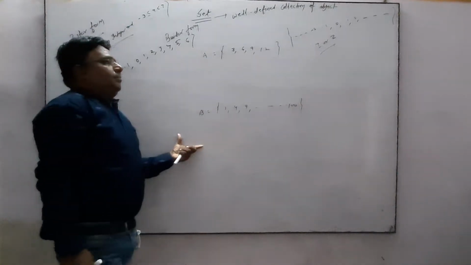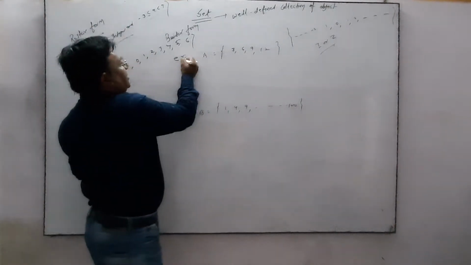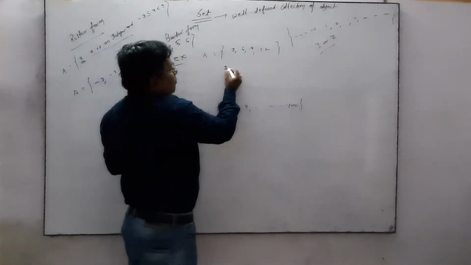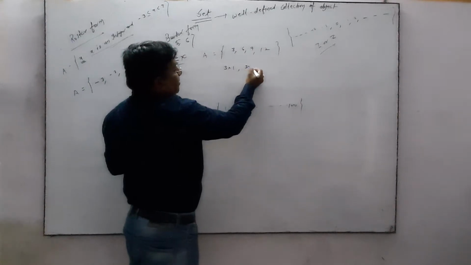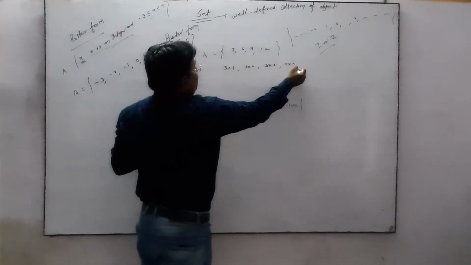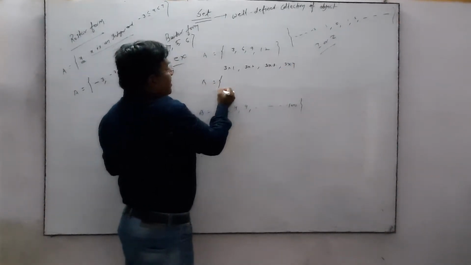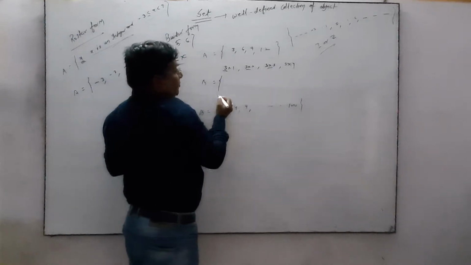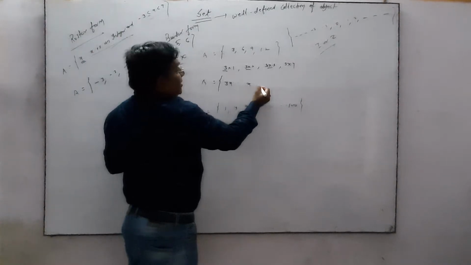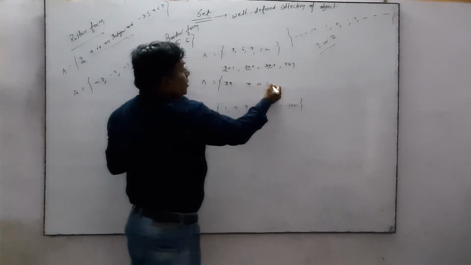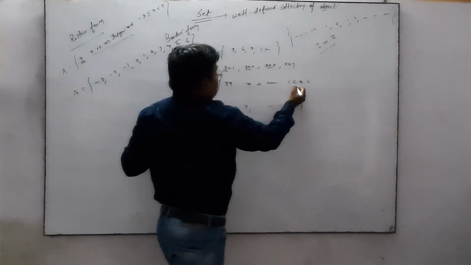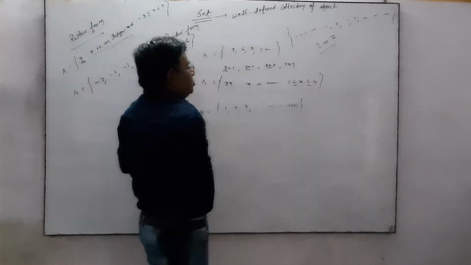But what is the builder form? Builder form, for example, here is another example. Set A is 3, 6, 9, 12. Then 3 into 1 is a multiple of 3, 6 is a multiple of 3, that is 3 into 2, 3 into 3 is 9, 3 into 4. So that is the builder form. That means all are multiples of 3, that is 3x, such that x is a natural number, right? And which natural number? Between 1 and 4. So this is the builder form.